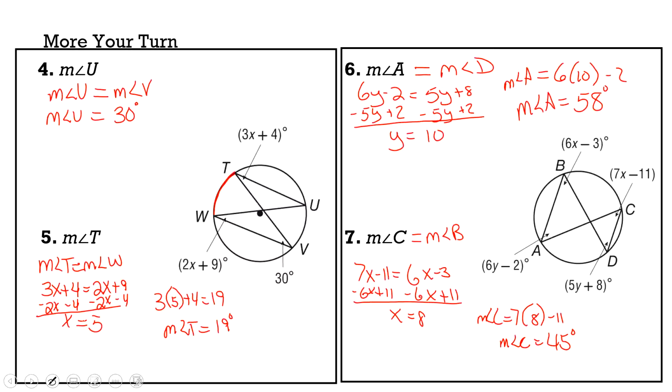And then for C, same thing. C and B open up on the same arc, set those measurements equal to each other, solve for x, plug it back in, and you find out that C was 45. So is that making sense? You know, the tricky part of it is the two angles opening up on the same arc, remembering that they're congruent. So just remember that if two angles open up on the same arc, those angles are congruent.